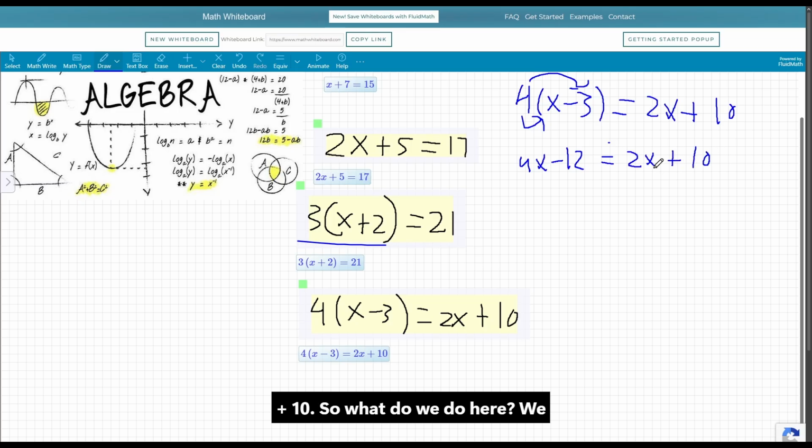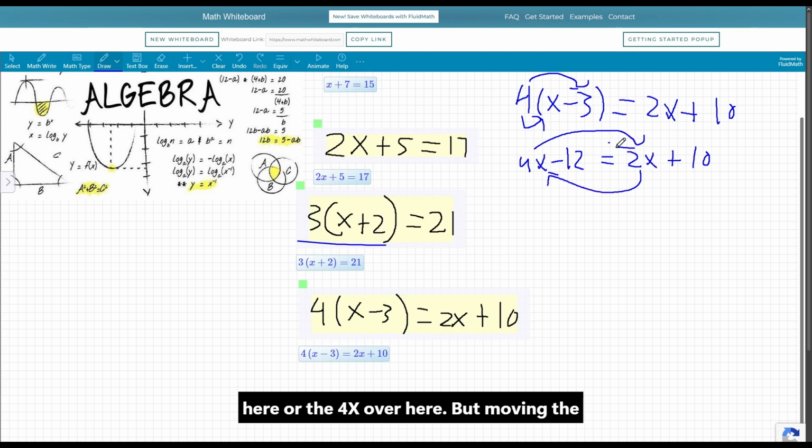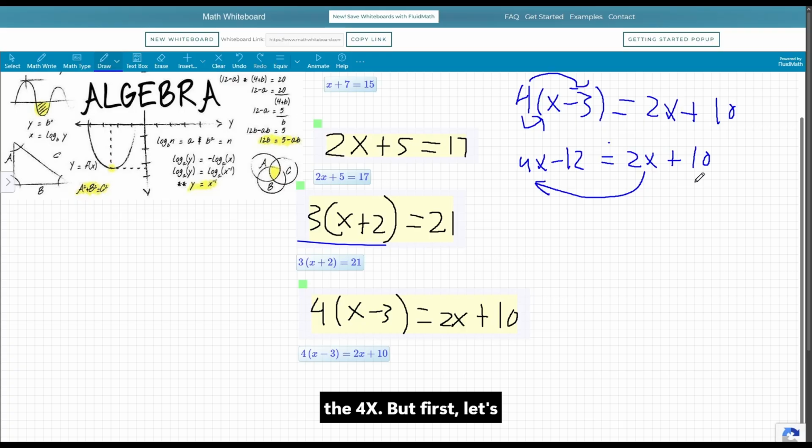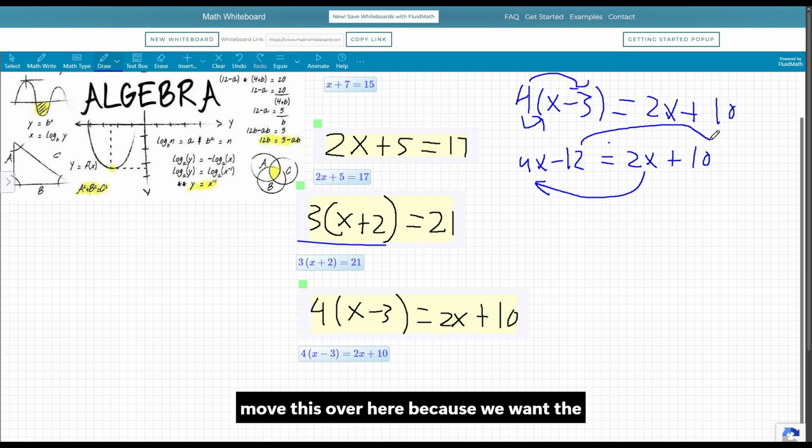So what do we do here? We have x's on both sides. Well, simple. You can choose to isolate the x on either one of the sides by either moving the 2x over here or the 4x over here. But moving the 4x over there would give us a negative x, and we don't really want that. So instead, let's move the 2x over here to the 4x. But first, let's move this over here because we want the x's all by themselves.